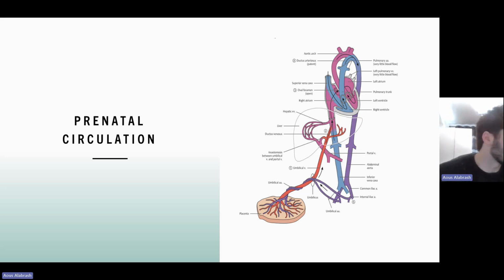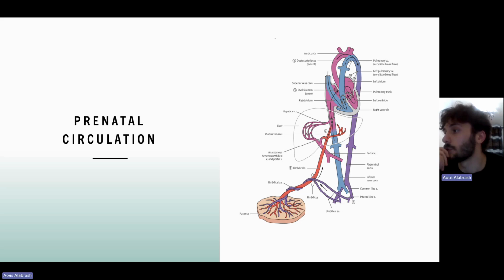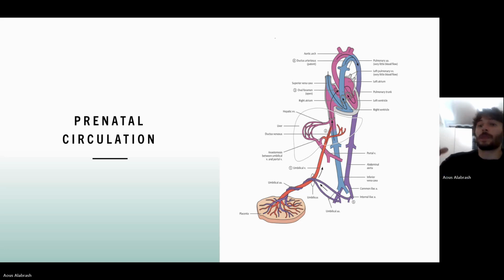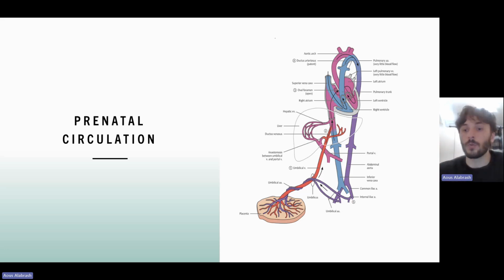Now, here's where it gets interesting. Remember the oval fossa that I was talking about at the beginning? I told you that I'll talk about it later because it's clinically significant in the prenatal circulation. That's because the oval fossa in the fetus is known as the oval foramen. It's not a fossa, it's an opening. Why? Because since the blood's already oxygenated by the mother, we don't need the blood to go to the lungs. We need it to go straight into the rest of the body.